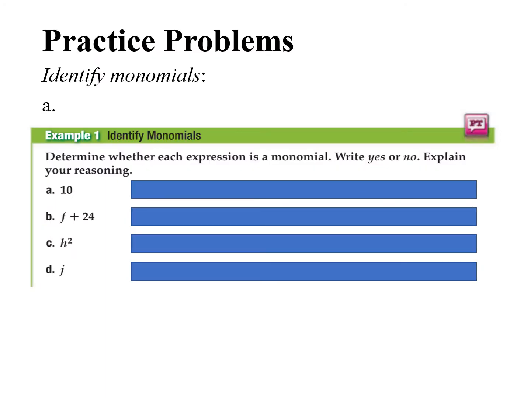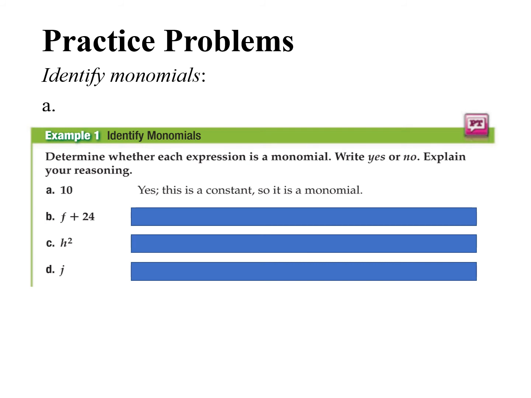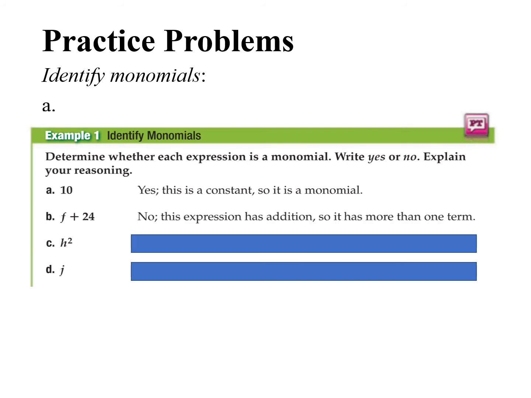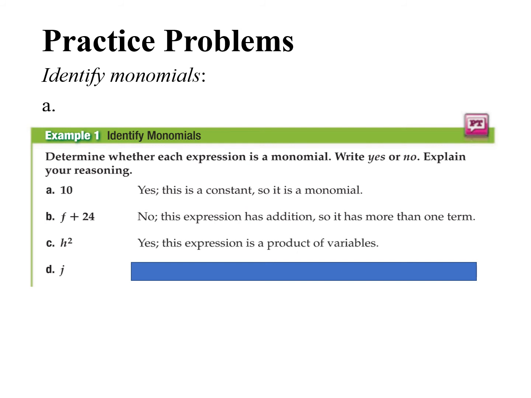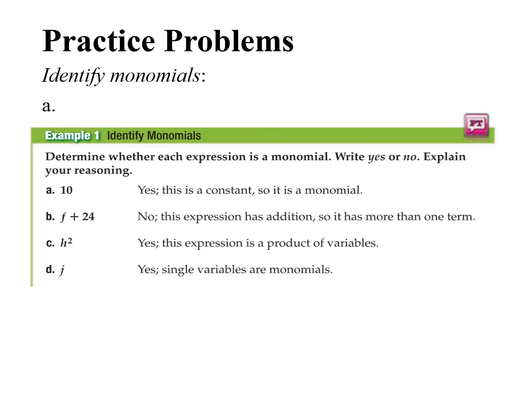Before we practice with our rules, we're just going to do a quick review of monomials, which ones are and which ones are not monomials. These little examples here you do not need to write in your notebook. This is just a quick review. The number 10 is a constant. Constants are a monomial. F plus 24 is not a monomial because it has that expression of addition between it. Multiplication and division, which is really multiplication, are parts of monomials, but addition and subtraction are not. H squared is a monomial. It's the product of variables, and J, a variable all by itself, is a monomial.